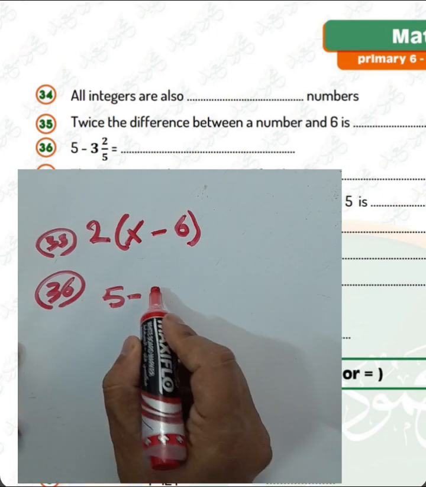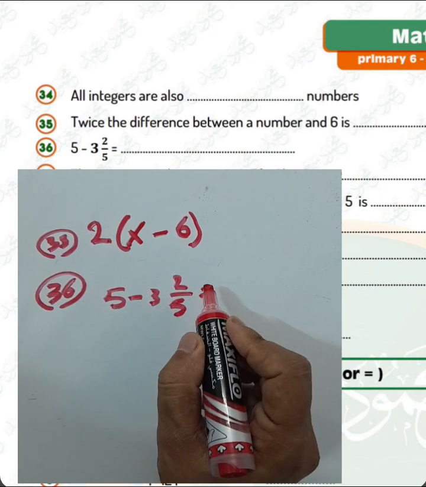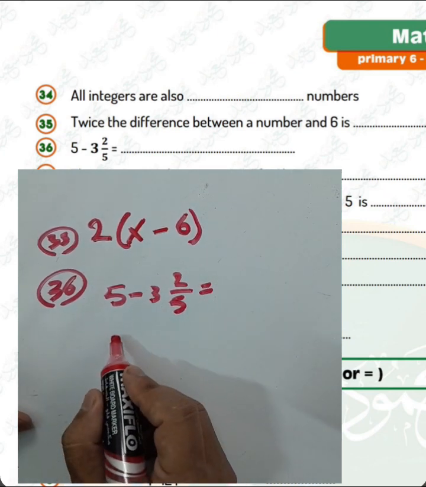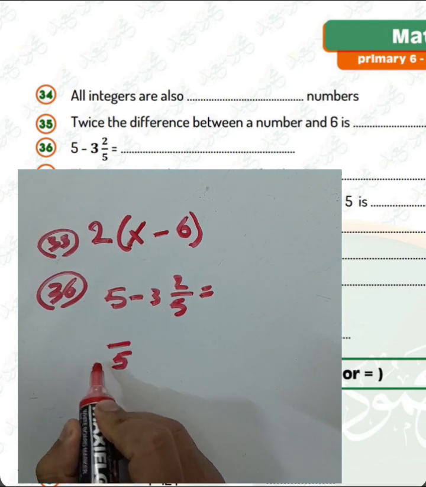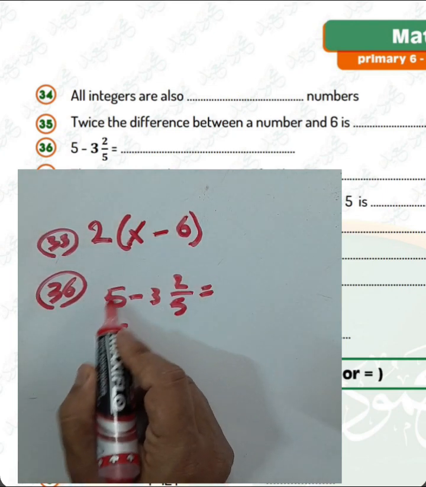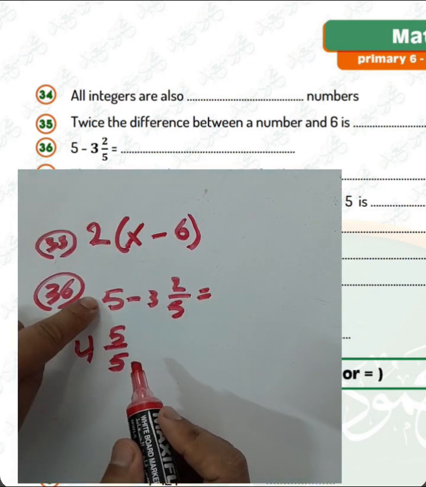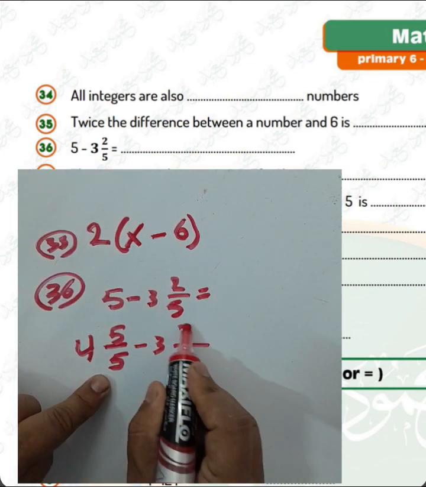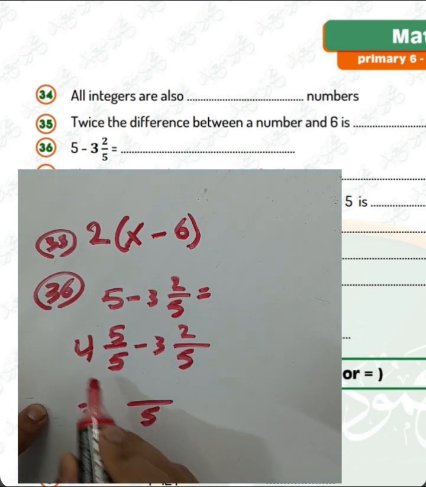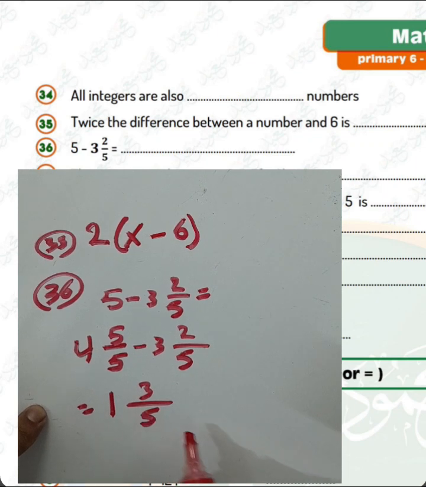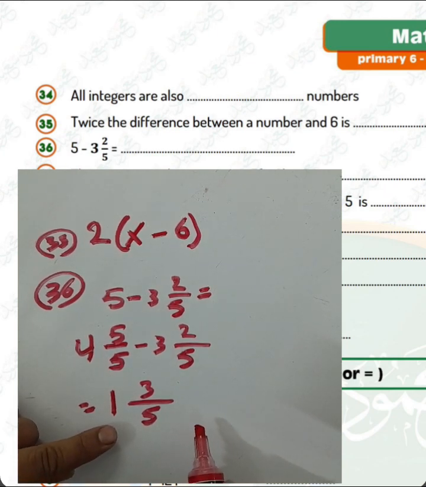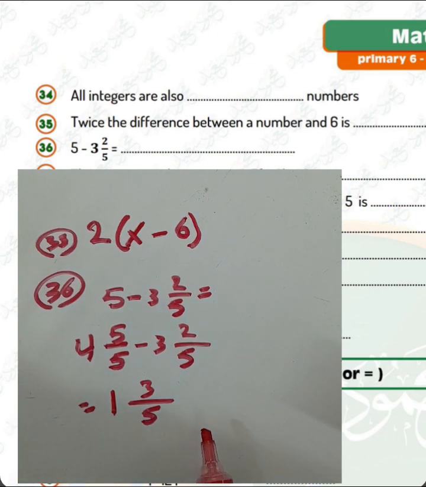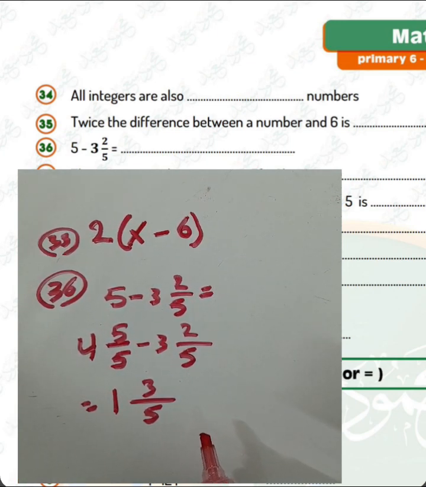5 subtracted by 3 and 2 over 5. We can write 5 in this form. Convert it from a whole number to a mixed number. Write 5 in the numerator and 5 in the denominator, and subtract 1 from 5 equals 4. So 5 equals 4 and 5 over 5. Subtract 3 and 2 over 5. Write 5 in the denominator, and 4 minus 3 equals 1 and 5 minus 2 equals 3. The result here will be 1 and 3 over 5. 1 and 3 over 5. Okay.